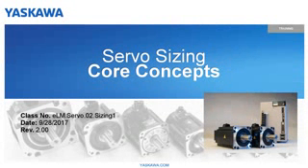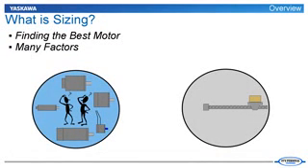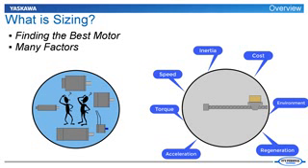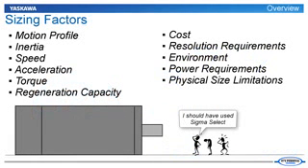In this e-learning module, we'll examine the core process involved with servomotor sizing. Sizing is the process of selecting the best motor for a given application. There are many factors that are used to determine the best motor. Some of the factors that determine the best motor are listed here.